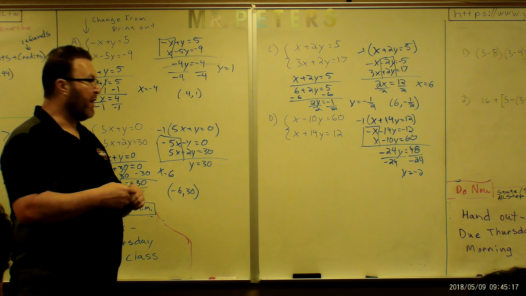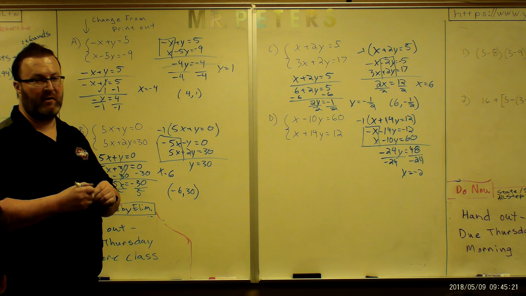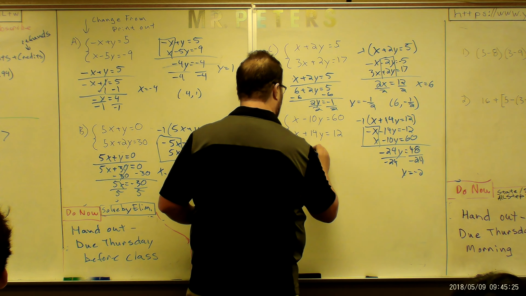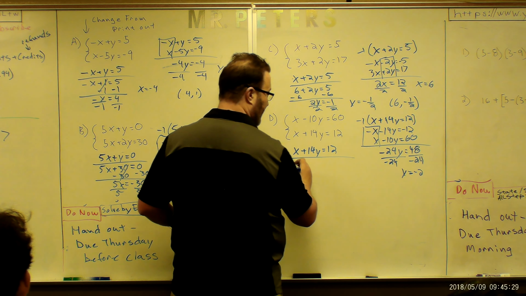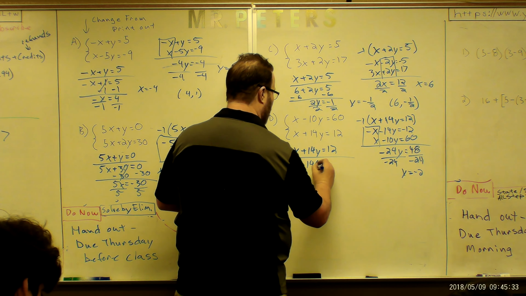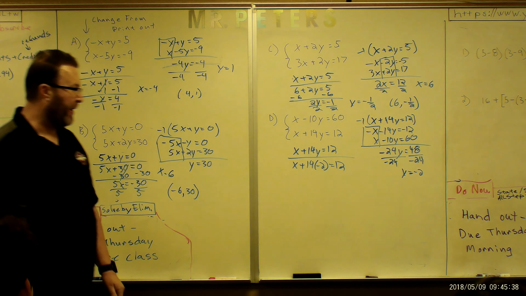Okay, what equation are we going to go back into? The second one. Yes, why the second one? It's easier. Yes, very good. X plus 14y equals 12. Draw a line underneath it and then substitute. X plus 14, how do I put the y in there? Parentheses. Very good. Okay, we're ready to solve this.